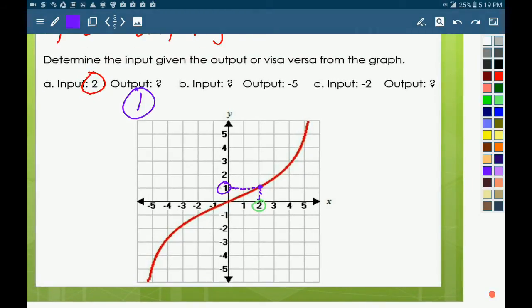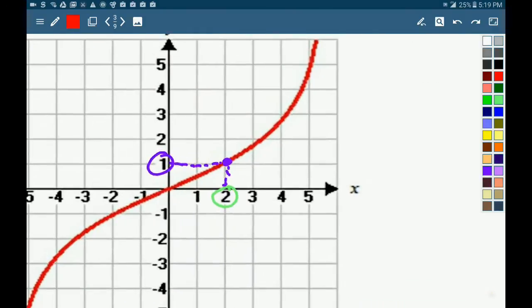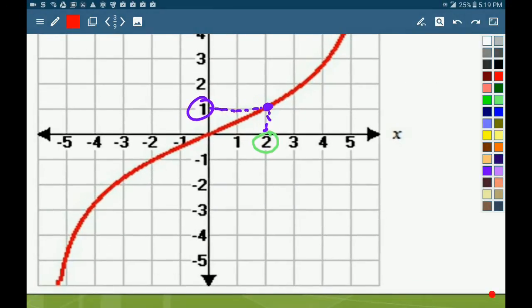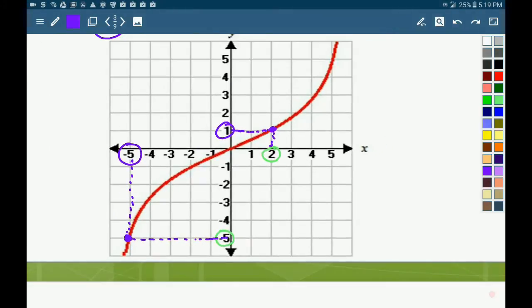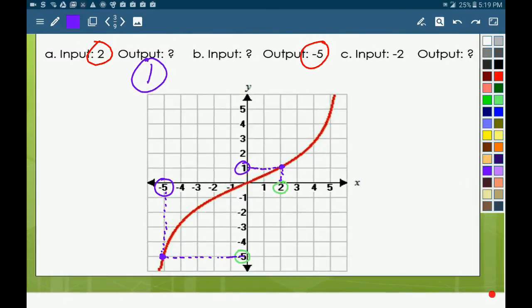Now let's do part B, and here we're looking for the output of -5, and then we're going to look for the input. Now remember, output is y, so we have to go on the graph and look for where y is equal to -5. Well, here's -5 on the y-axis. Let's use our eyes and look over to where -5 lines up with the actual graph. There's the point on the graph, and then travel up to the x-axis, which will give us our input. So our input, when our output is -5, is also -5.